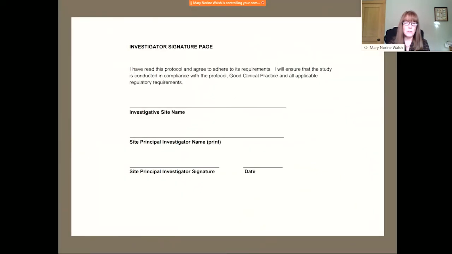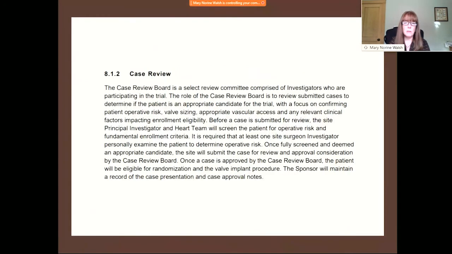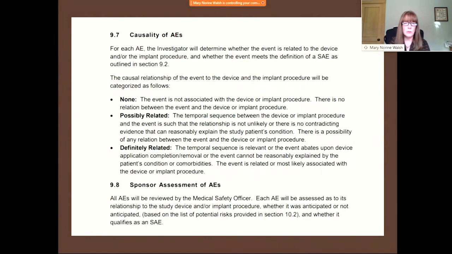And then, for the same trial, Partner 3, this is the site investigator page that you would have had to sign, or your interventional structural colleagues would have to sign to say, yes, I agree, I'm going to do this. This is my site name, and I'm going to be responsible. And this is the case review board. This is something else that you would have to look at. This is part of the document as a site PI you would have to know about and agree to.